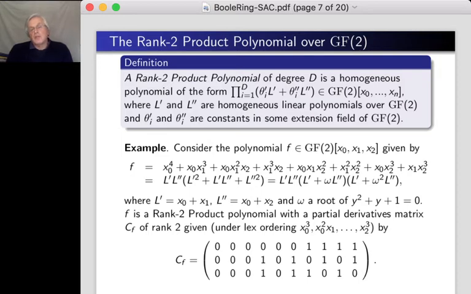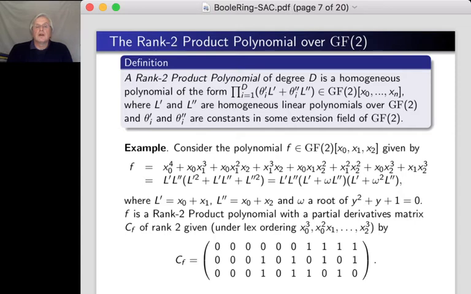So you can see that essentially it's a generalization of the bivariate polynomial, in the sense that the bivariate polynomial just had two variables, say x1 and x2, and all we've done is map x1 to L' and x2 to L''. So it's the generalization we get when we map single variables to linear combinations of variables.